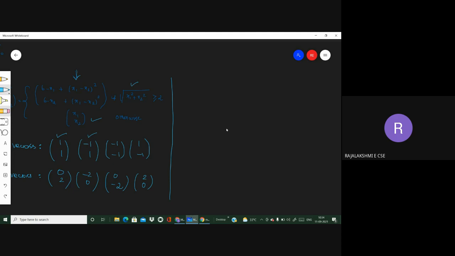ரூட் ஆஃப் 1 ஸ்கொயர் பிளஸ் 1 ஸ்கொயர், அப்போ என்ன ஆகும்? ரூட் ஆஃப் 2, அதுவும் லெஸ் தேன் 2 தான் இருக்கும். அப்போ ஒரிஜினல் பொசிஷன் வில் பி ரீகெயின். 1 and minus 1 substitute பண்ணாலும் 1 square plus minus 1 the whole square will become what? 2 only. So root of 2 again will be less than 2 only. So this condition, second condition will be satisfied by the blue vectors.